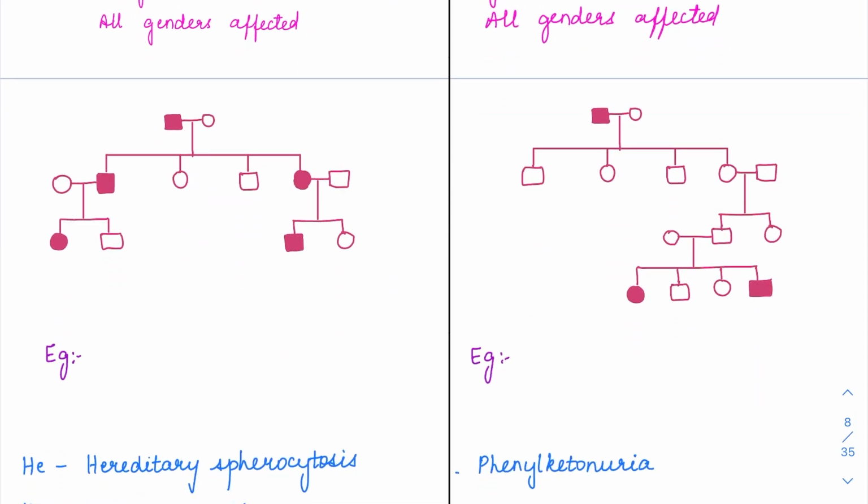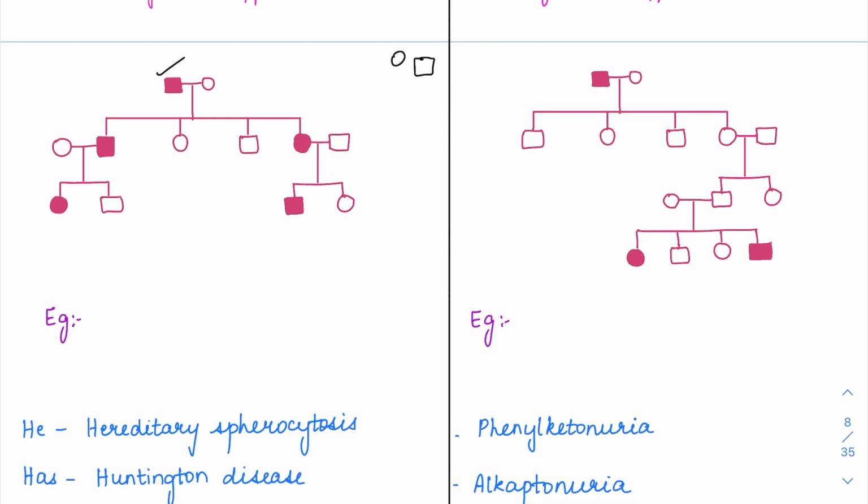So here if you see, this is the affected male over here. So this is female and this is the male. Okay, square is male and circle is female. So this is how the pedigree chart will be given, and you will be asked to answer the questions in the MCQs.